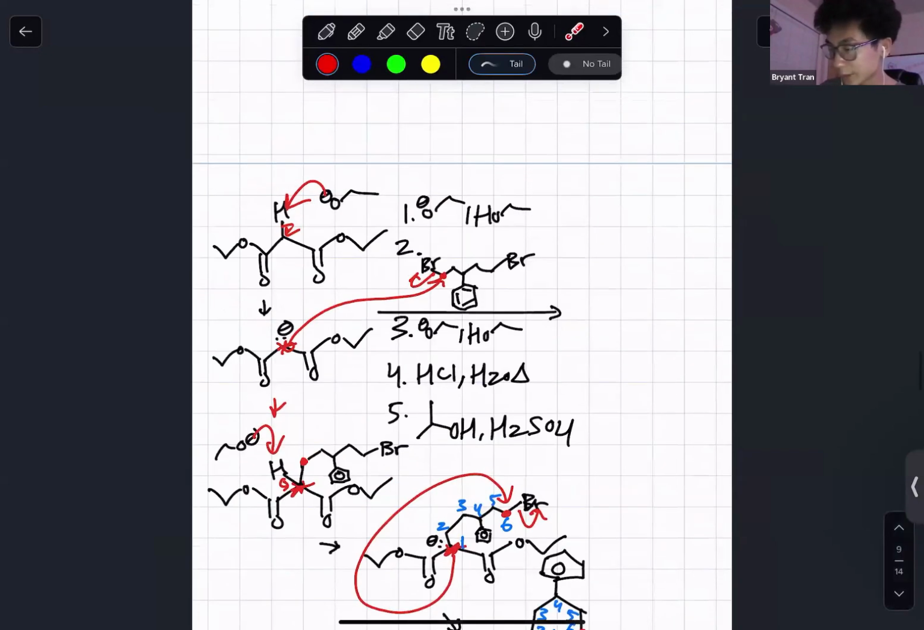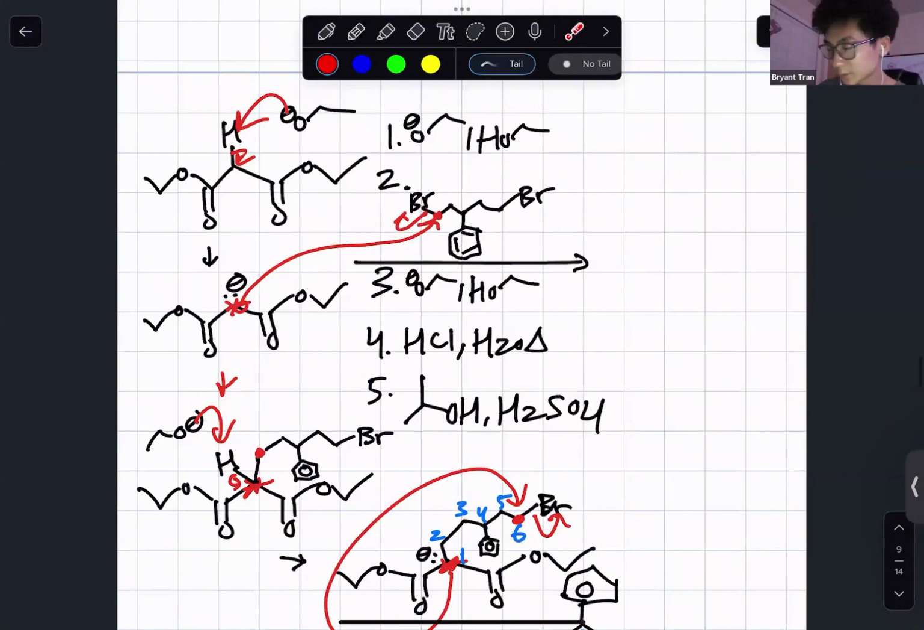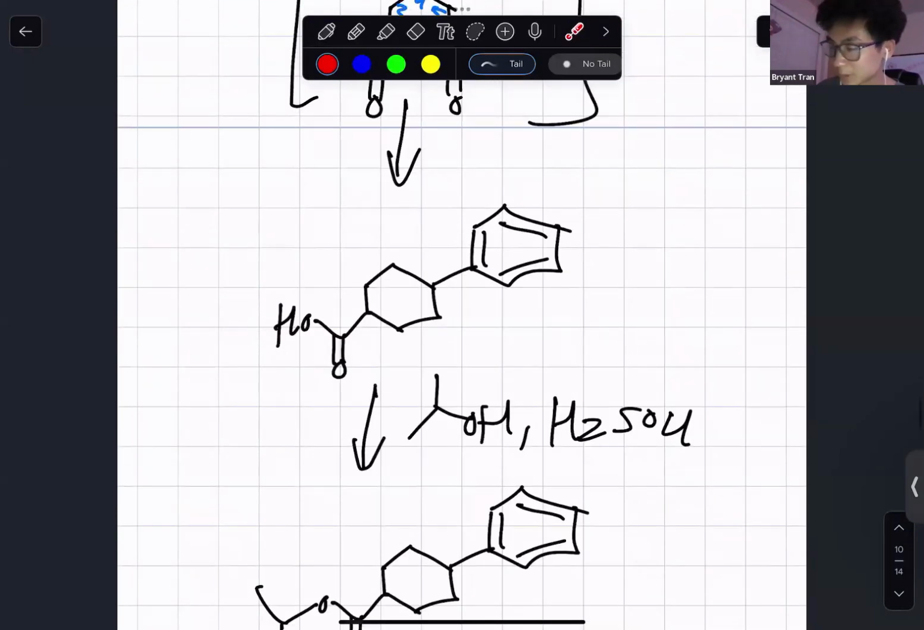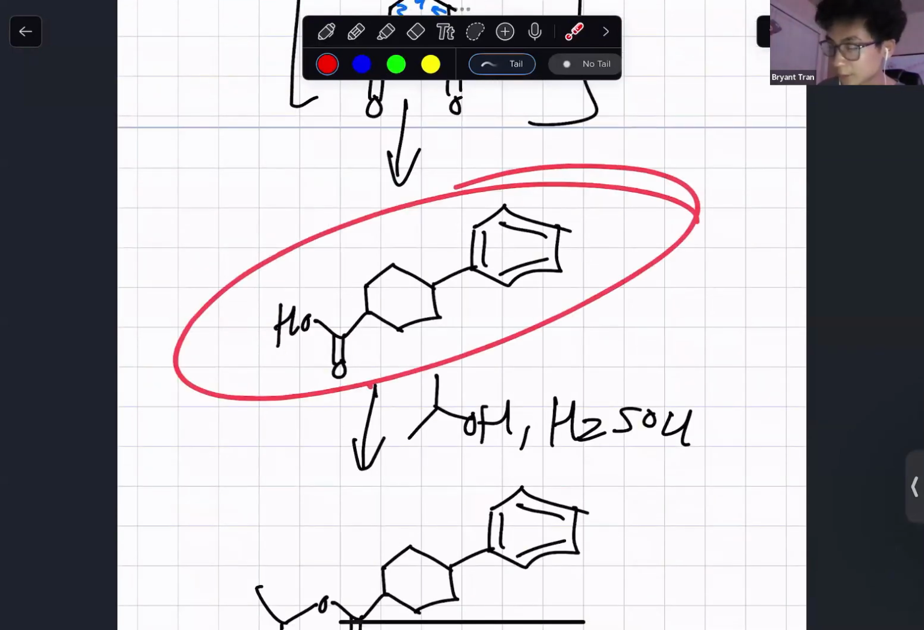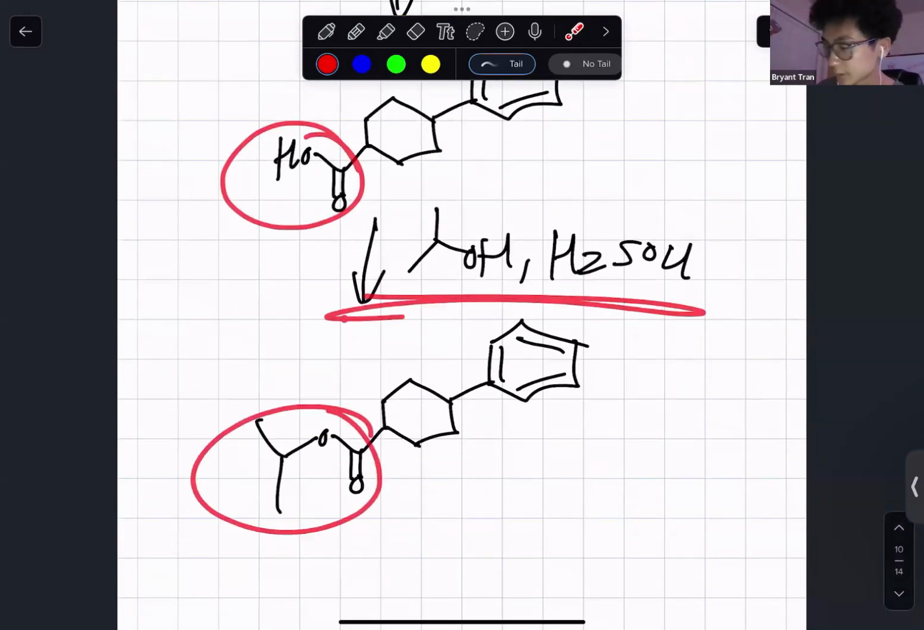So this right here was malonic ester synthesis, right? Steps 1 to 4. And then the fifth step was Fischer esterification. Yeah. The malonic ester product is this one, and then we use that to convert this carboxylic acid into this ester using the alcohol and H2SO4 reagents.